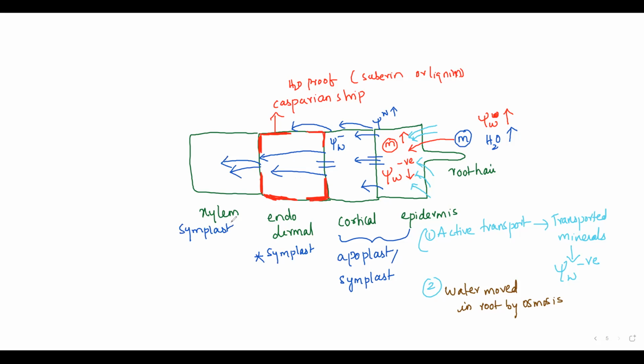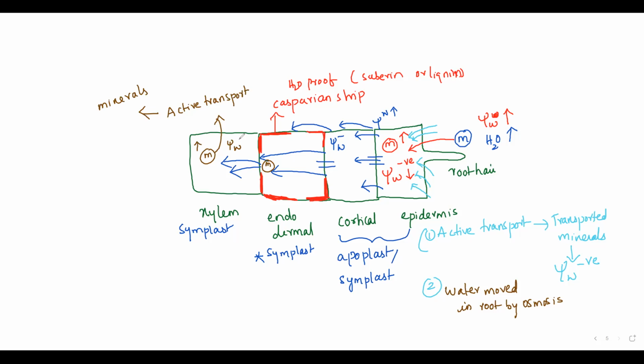But I'll try to explain how this is going to happen, children. First, the minerals which have entered here will move into the xylem only through active transport, again, as we have seen earlier. So this is going to be through active transport. Who are moving through active transport? That is your minerals.